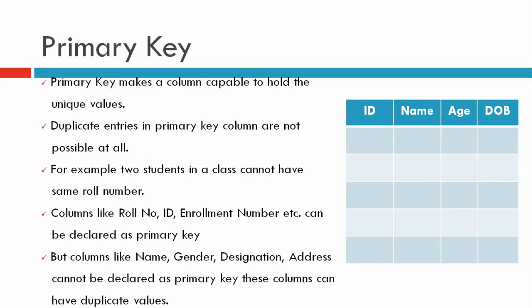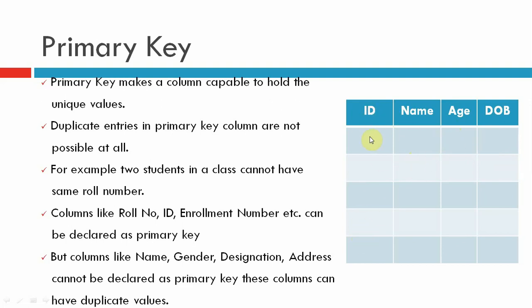We can look at this example. Here are four columns: ID, name, age, date of birth. So ID will be the primary key. We can make ID the primary key for this table because ID is always unique for every employee or every person. But name, age, date of birth can be duplicate. It is very common. The chance of duplicates in all three fields is very high, but ID is always unique.